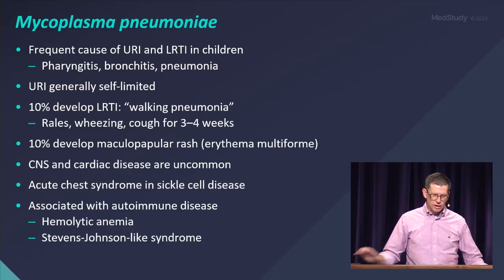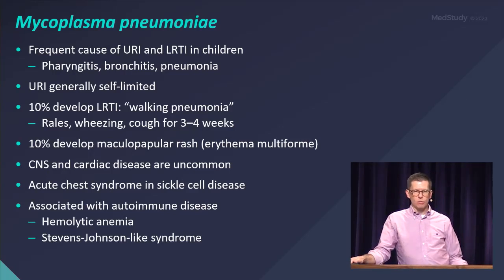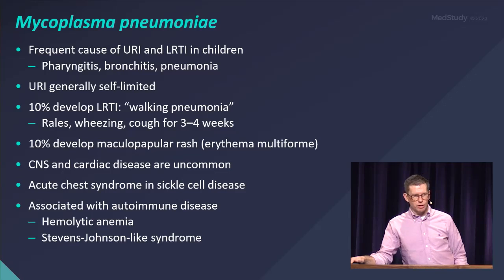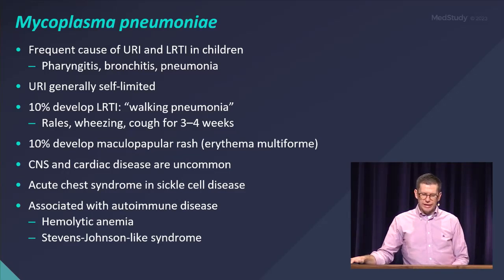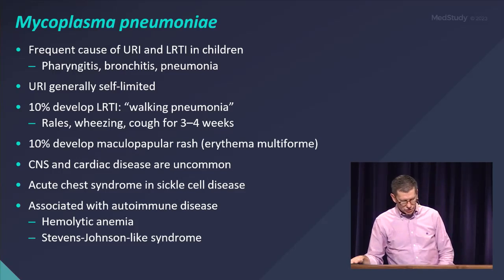Mycoplasma is a frequent cause of respiratory tract infections in kids. It can be very mild for the most part, although it can be more severe. Most of the time it's what we call walking pneumonia, and in about 10% of cases they can have prolonged symptoms. Some develop a maculopapular rash known as erythema multiforme, which can also be due to group A strep. CNS and cardiac diseases are uncommon. It can be a source of acute chest syndrome in kids with sickle cell disease. And the autoimmune diseases that can be associated include hemolytic anemia and a Stevens-Johnson-like syndrome.